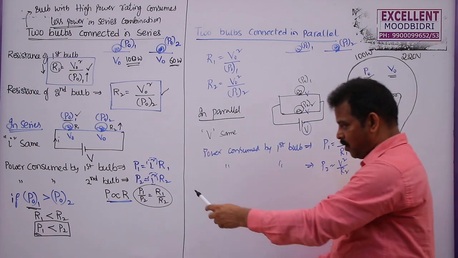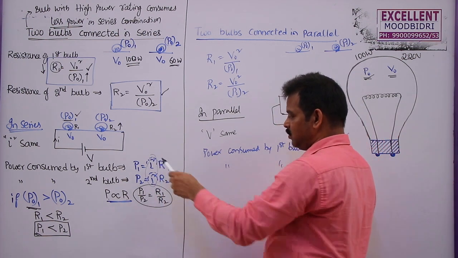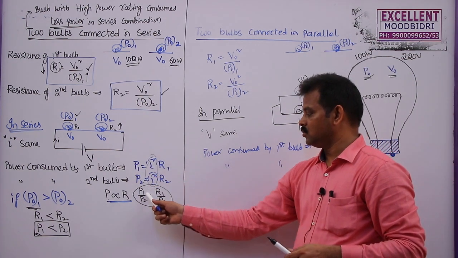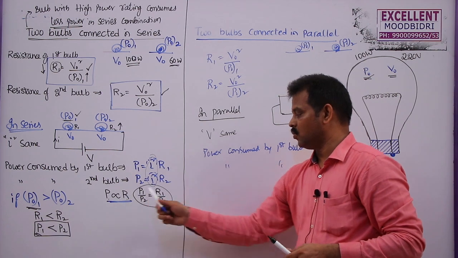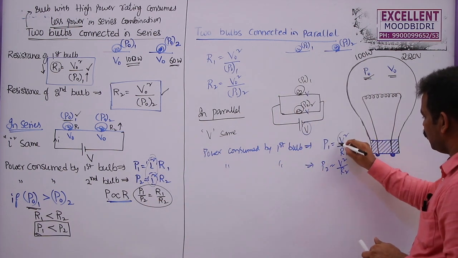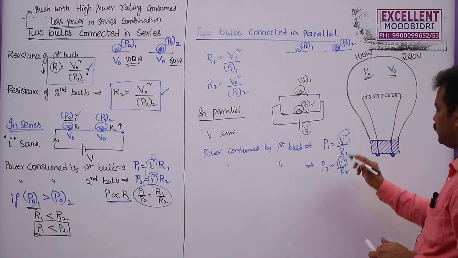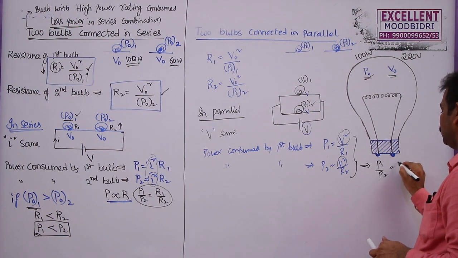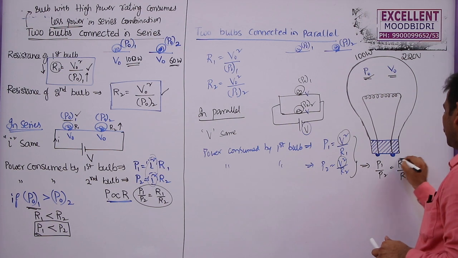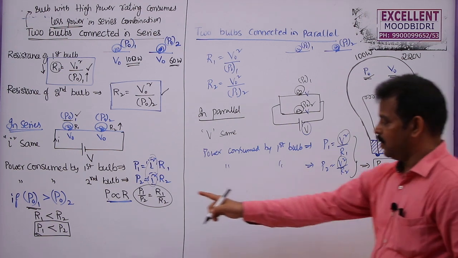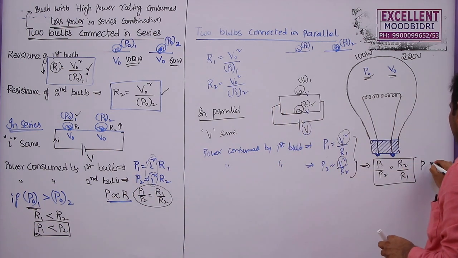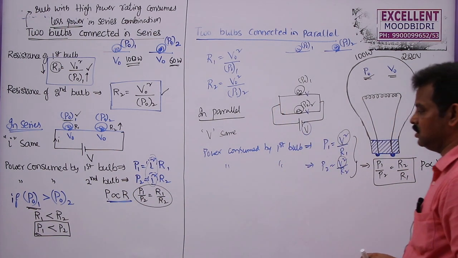Here, in series, as the current is the same in these two cases, P is directly proportional to R. P1 by P2 is equal to R1 by R2. But in this case, the voltages are the same, so P is inversely proportional to R. From these two we can write P1 by P2 is equal to R2 by R1. So there, power consumed is directly proportional to the resistance. Here power consumed is inversely proportional to the resistance.